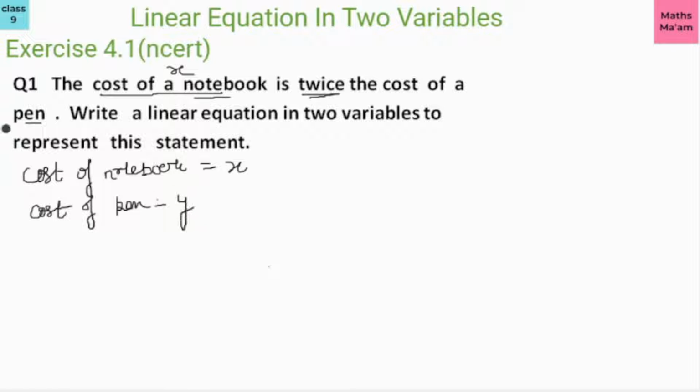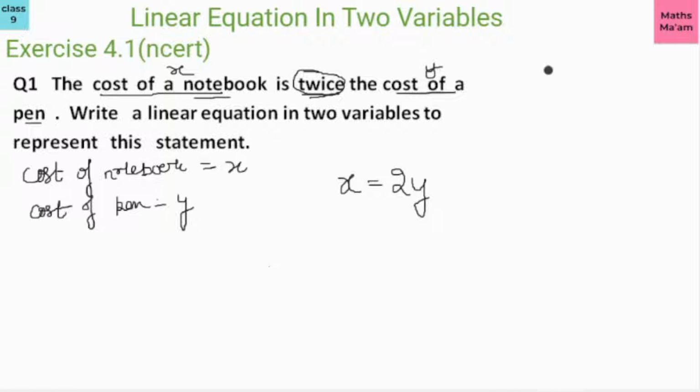But now there is a relation between these two variables x and y, which from the first line we can read: the cost of notebook is twice the cost of pen. So cost of notebook is x, which is equal to twice the cost of the pen, right? This is a linear equation in two variables.